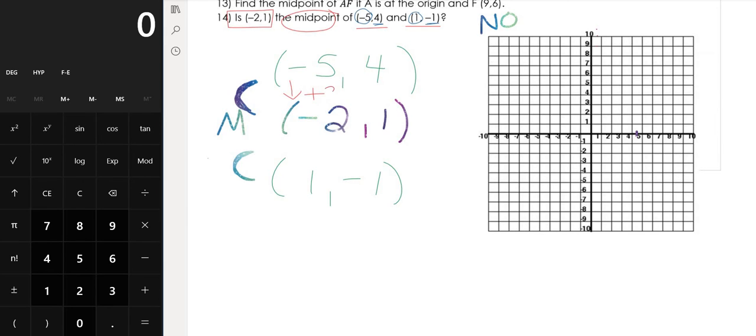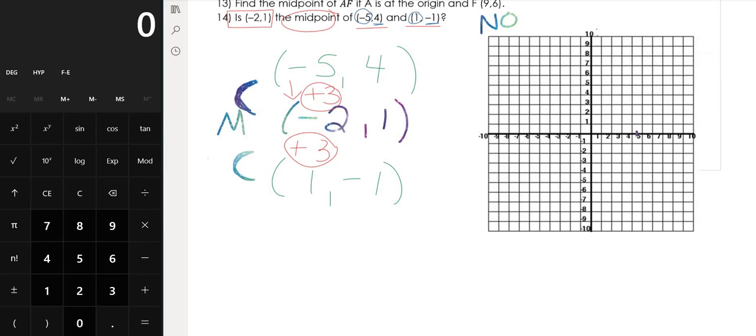You're increasing by 3 to get from negative 5 to negative 2. To get from negative 2 to 1, again, you're increasing. So I'm going to do plus 3. Again, negative 2 plus 3 gets me to 1. This is the same thing on both sides. That makes sense. For a midpoint, it should be the same thing above and below.